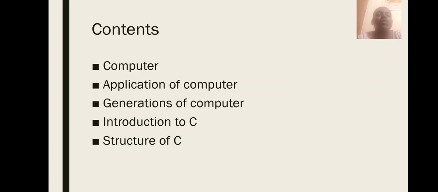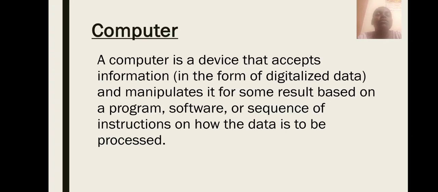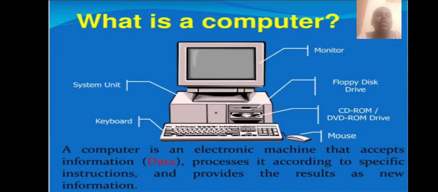The contents of the video are: computer, applications of computer, generations of computer, introduction to C, and structure of C. Now let's know what is a computer. A computer is a device that accepts information and manipulates it for some results based on a program, software, or a sequence of instructions on how the data is to be processed. This is the diagram of the computer where we can observe the keyboard, mouse, monitor, and other parts of the computer.